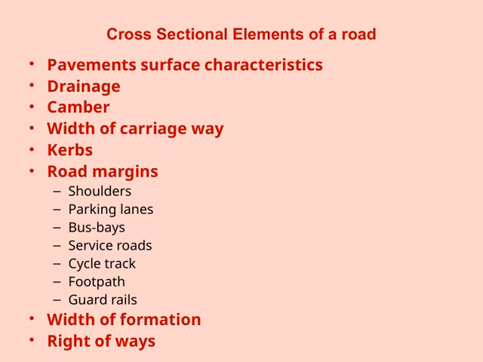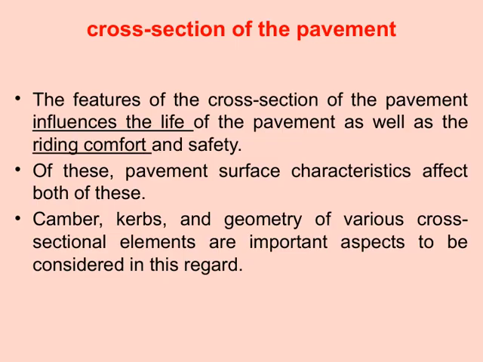Moving to the overall formation, the width of the formation refers to the entire cross-sectional width of the road, which must be designed carefully to accommodate all elements comfortably. The right-of-way is the legal space allotted for the road, ensuring there's enough room for future expansion or utilities. By understanding these elements, we see how each part plays a role in creating a safe, efficient, and durable road system. They all connect to the broader goal of effective transportation infrastructure that serves the needs of users and the community. Let's take a closer look at the cross-section of the pavement.